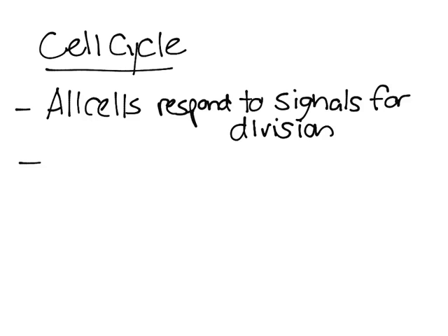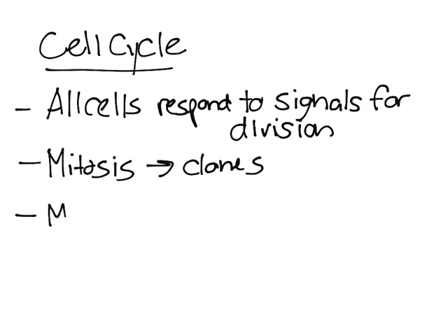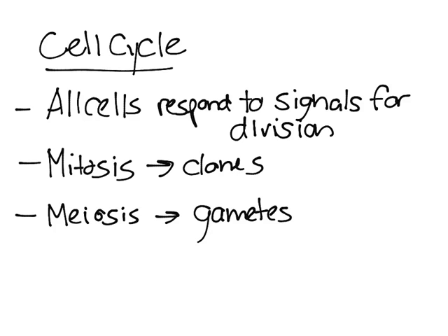That's first off. And so in the cell cycle, there are two things that can occur. Mitosis creates clones of cells. Meiosis creates gametes, such as sperm and egg, to produce new organisms.